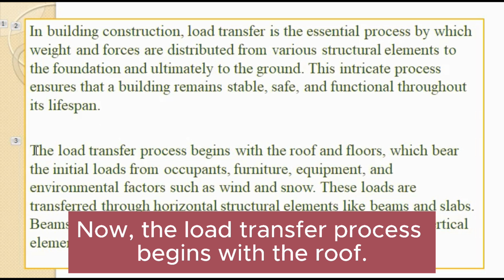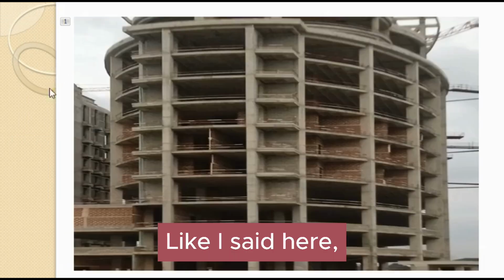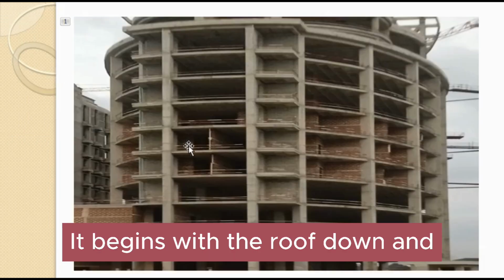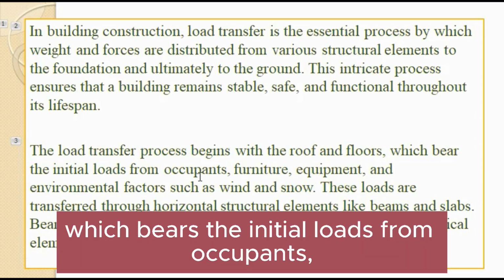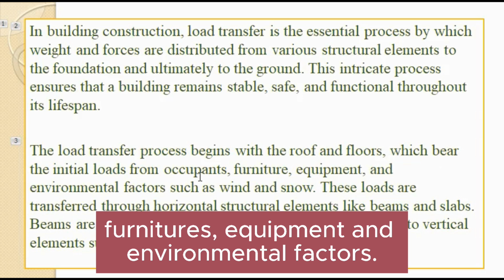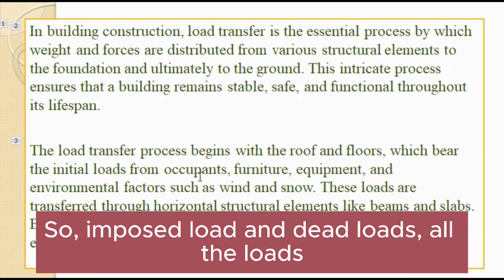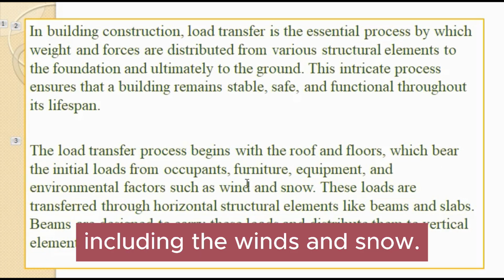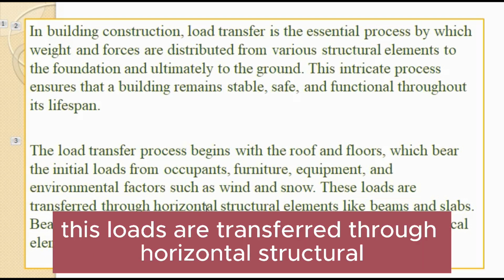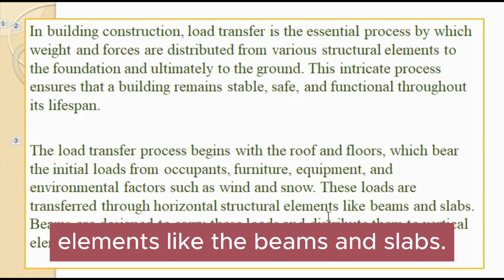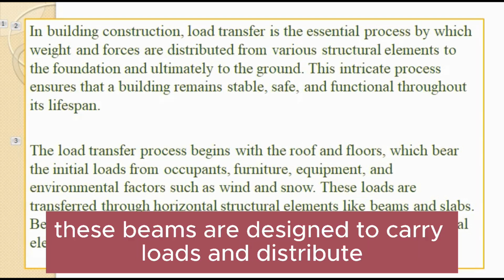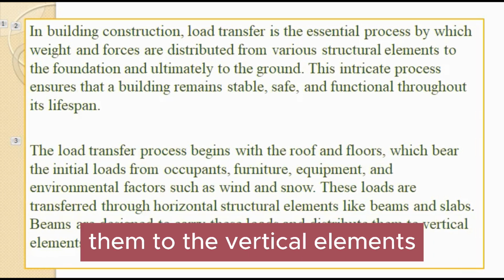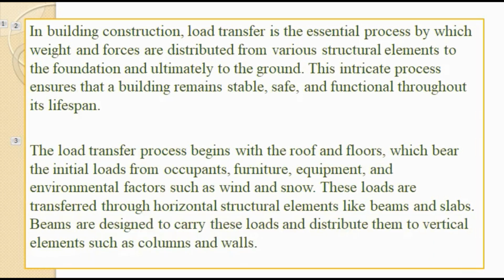Now, the load transfer process begins with the roof, down to the floors, which bear the initial loads from occupants, furniture, equipment, and environmental factors. So imposed loads and dead loads, all the loads, including the winds and snow. These loads are transferred through horizontal structural elements like the beams and slabs. You get me? From the roof down to the beams and slabs. Now these beams are designed to carry loads and distribute them to the vertical elements such as the columns and walls. You understand this now?